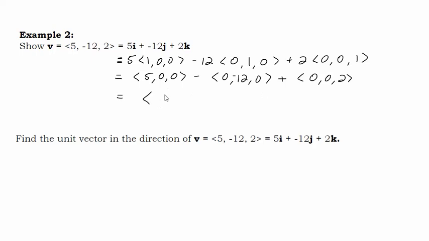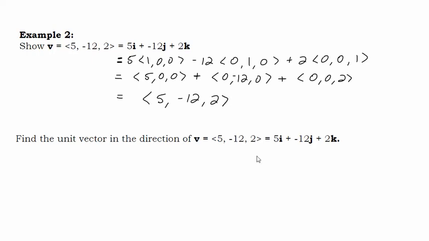So if I add these together, I add all the x components. 5 minus 0 plus 0 is 5. 0 minus negative 12. I got a minus there. I should have put a plus there since I distributed my negative into my components. So negative 12, and then 0 plus 2 is 2. We end up with the vector v.